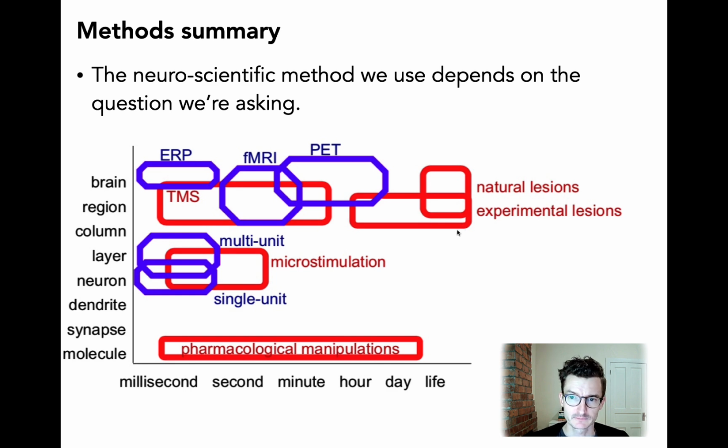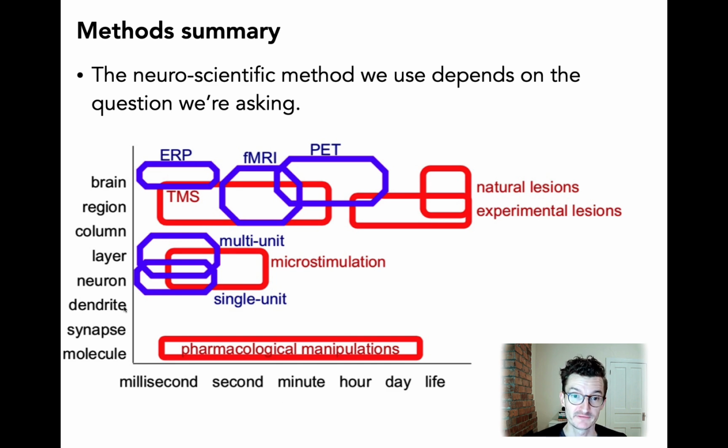So, causality relates to red versus purple. So the purple techniques are correlational in nature. We didn't talk about positron emission tomography in the lecture, but it's a similar idea to fMRI. On the x-axis here, we have the temporal resolution of the method. On the y-axis here, we have the spatial resolution of the method.